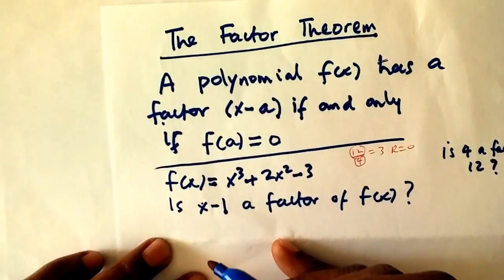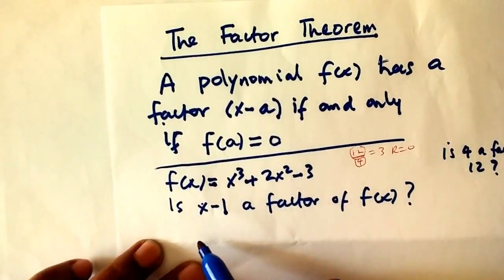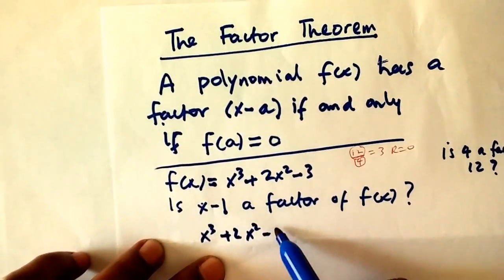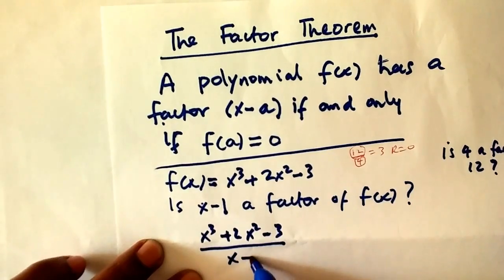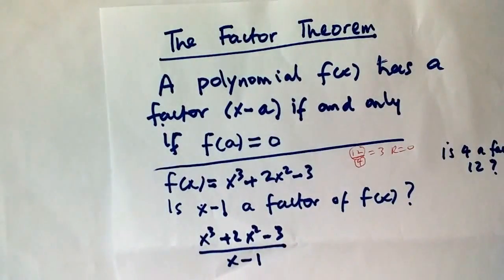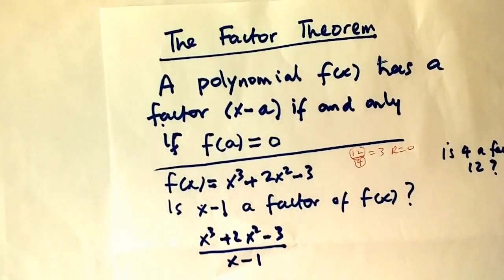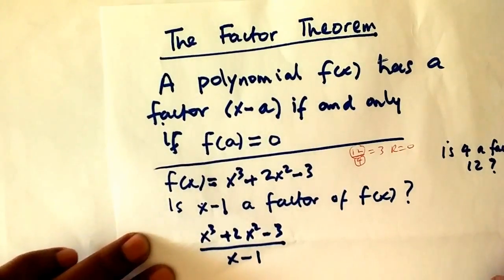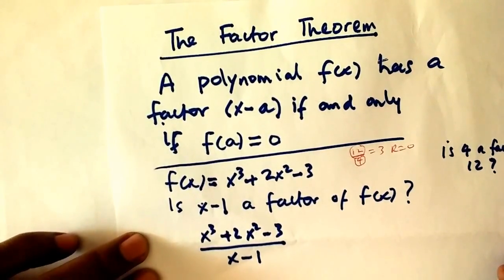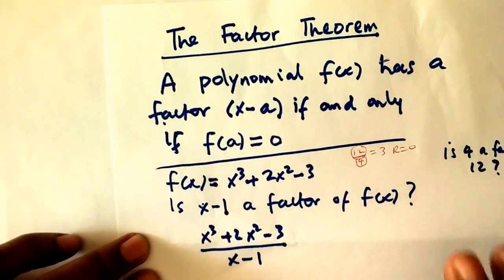So we're going to divide x cubed plus 2x squared minus 3 by x minus 1 and see if there is actually a remainder or not. But remember that if there is a remainder, then it's not a factor. If there's no remainder, then it is a factor. Now, we're not interested in the quotient. We're only interested in the remainder. We want to check if it's 0 or not.